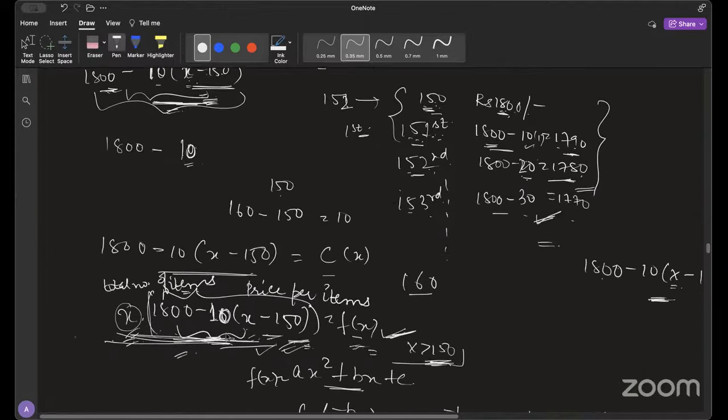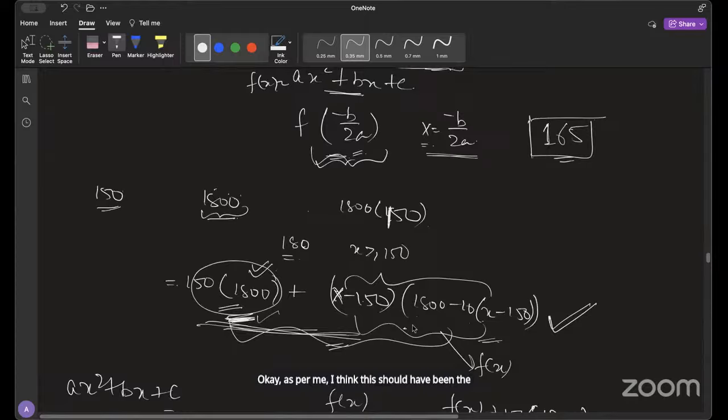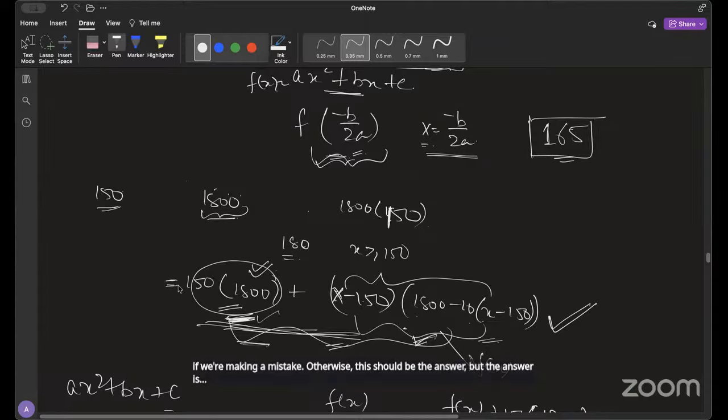Okay, as per me, I think this should have been the correct approach, but I don't know why the answer is not correct as per this one. We can just discuss this in some other class, maybe the next one, if that's okay. If we're making a mistake, otherwise this should be the answer, but the answer is given to be something else.